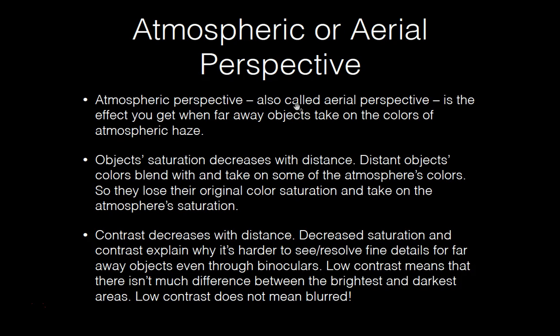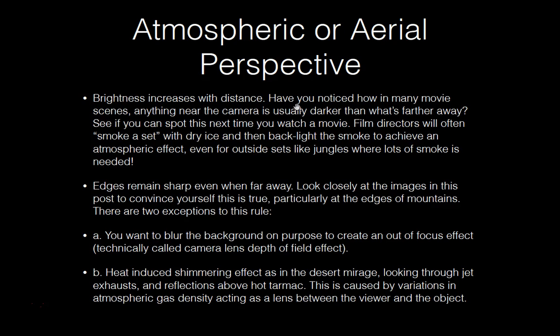Typically you see a little bit of a haze. The contrast will decrease with distance. Decreased saturation and contrast explain why it's harder to see or resolve the fine details. So that's why you may not see many of the peaks and valleys of all the mountains, but you kind of see them through. Low contrast means there isn't much difference between the brightest and darkest areas, but it doesn't mean it's blurred. It just has a soft haze.